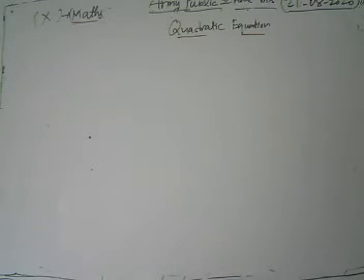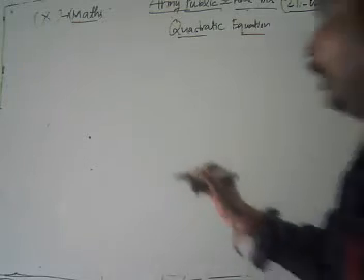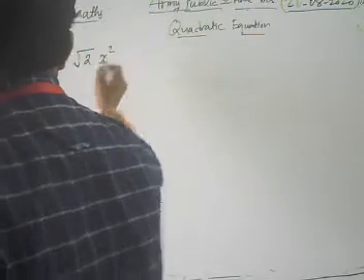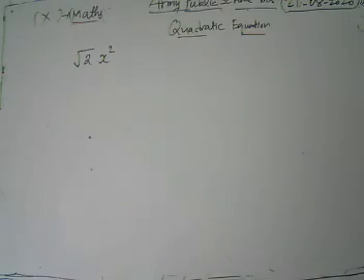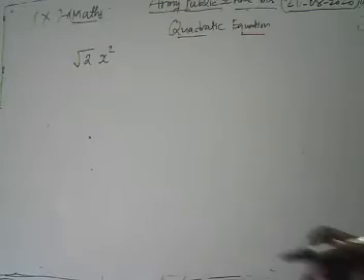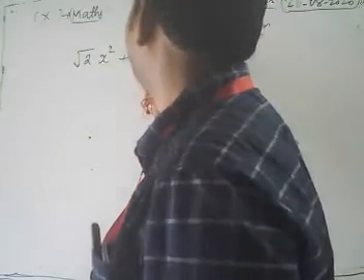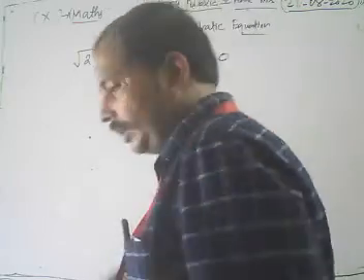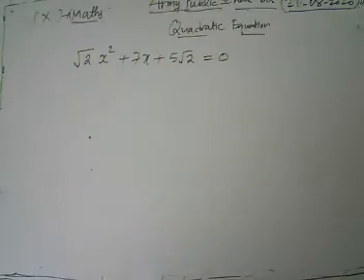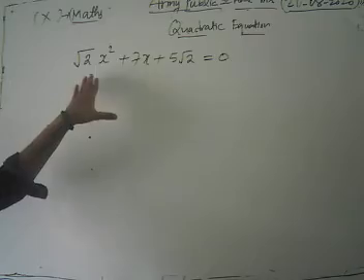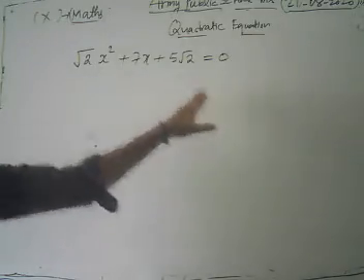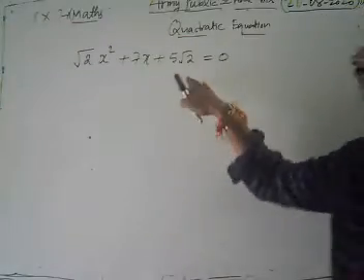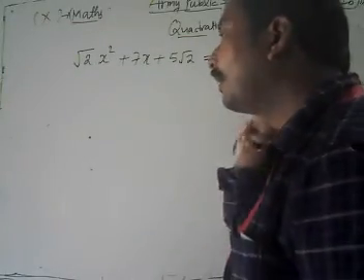of the quadratic equation. We are given the quadratic equation root 2 x square plus 7x plus 5 root 2 equal to 0. Now we have been given this quadratic equation, root 2 x square plus 7x plus 5 root 2 equal to 0, and we have to factorize this quadratic equation.